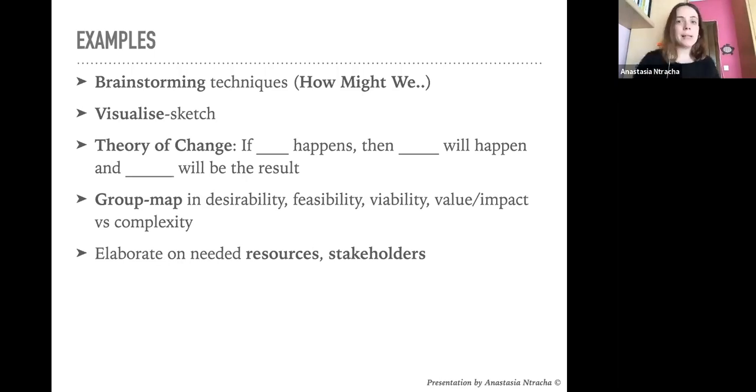And then you can map them on their desirability, as we said, how much the user wants it; the feasibility, if it's technically feasible; viability, if it is financially viable; and an axis of value versus complexity, how impactful it is versus how complex it is to create, and perhaps map them on the needed resources and stakeholders. So once you've done this whole map and you have a bunch of ideas, as a team, you have to choose which 2 or 3 you're going to focus on and start building your prototypes.